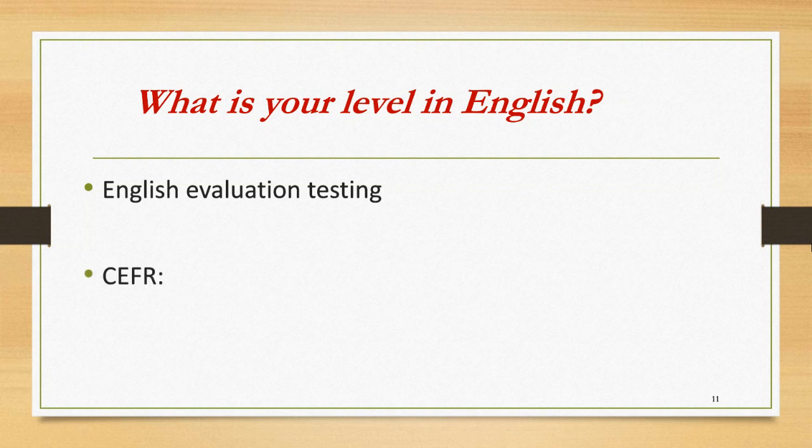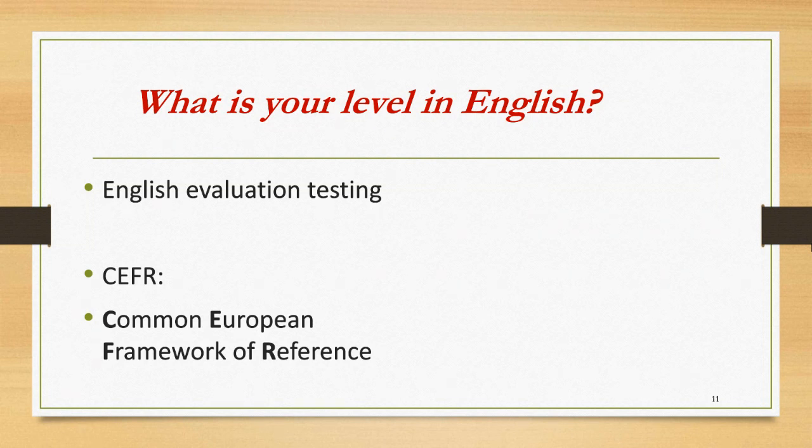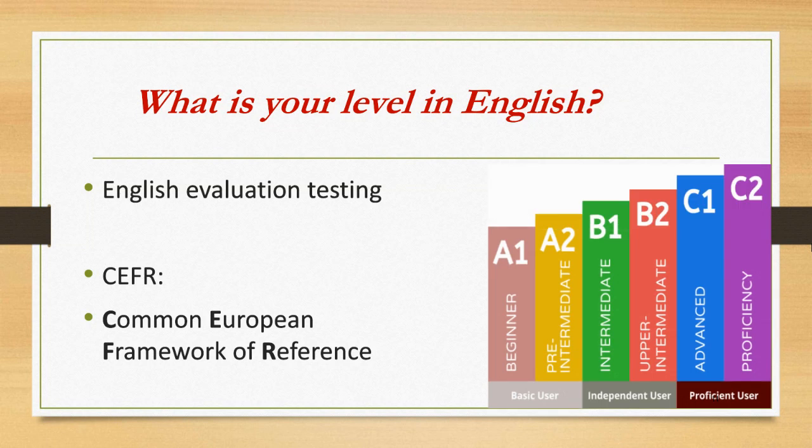We are referring here to the CEFR, the Common European Framework of Reference. It divides English into 6 levels. We have A1 and A2, the beginner levels. We have B1 and B2, the intermediate levels. And we have C1 and C2, the advanced levels. I will walk you through some examples of questions of these tests.